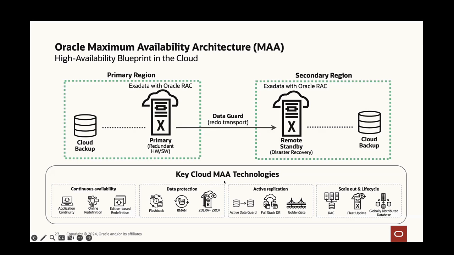And so there's a few MAA technologies, as mentioned earlier. So once again, continuous availability, you have data protection. We're mainly going to be focusing on this piece right here around Active Data Guard and GoldenGate. So backups and replication with Data Guard can be easily set up for disaster recovery using the control plane. And then once again, you also have GoldenGate for replicating and integrating your data.